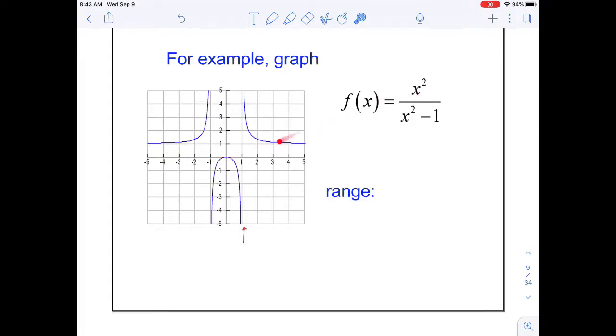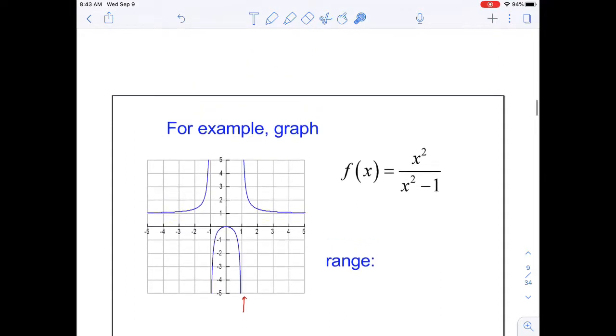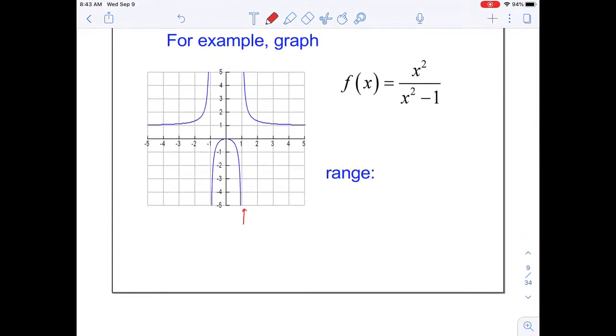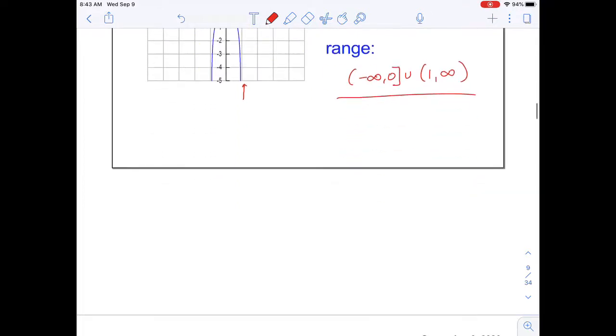Because when x is 0, you get 0. And then between 0 and 1, excuse me, there is nothing. And including 1, there's nothing. That's an asymptote. It never does equal 1. And then from 1 to infinity. So the range will go from negative infinity to 0, including 0, and then from 1, not including 1, to infinity. And that would be the range of this function.